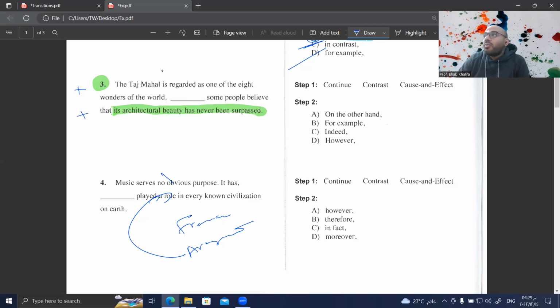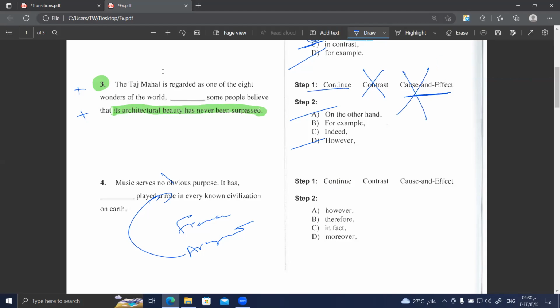If positive, positive, I must get rid of contrast. Consequently, I get rid of however, because it is contradiction. And on the other hand, do I choose cause and effect? No, for simple reason, because I don't have any cause and effect word. So this is out.